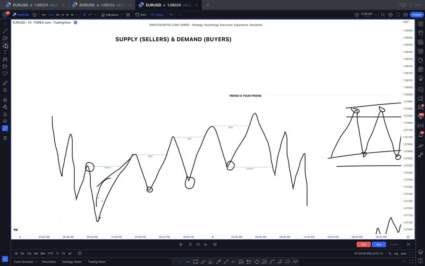Now, remember we looked at this low, and we had this push here that changed character, that took out this previous high, and that was a change of character. Now, when this happened, this area here became our area of demand. And what does that mean? That simply meant that a lot of buyers came in here and pushed price up. That's the simple meaning, right? So this became our area of demand.